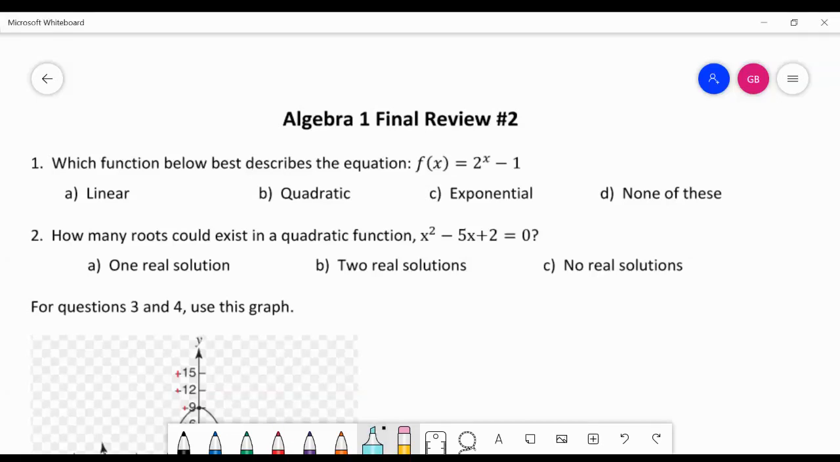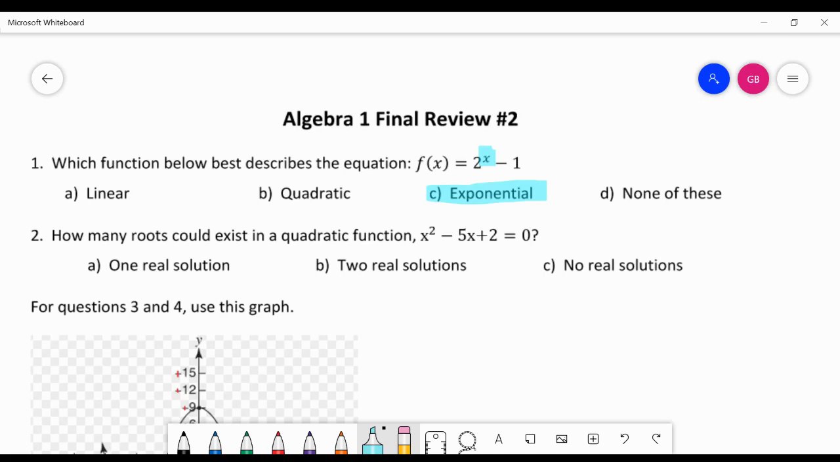All right, number one, which function best describes the equation f of x is equal to 2 to the power of x minus 1? Well, you want to focus on what the exponent is. Since the exponent is x, then it's automatically exponential.